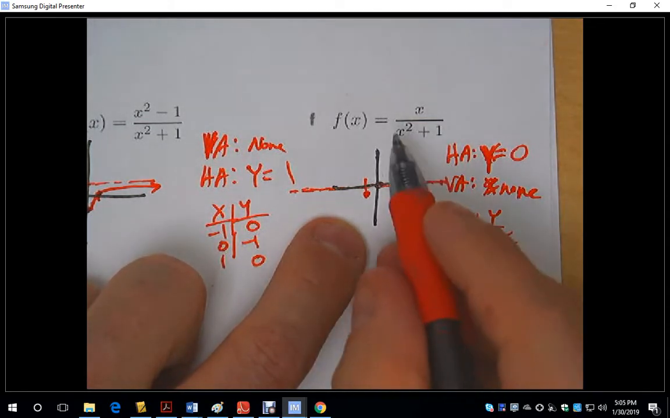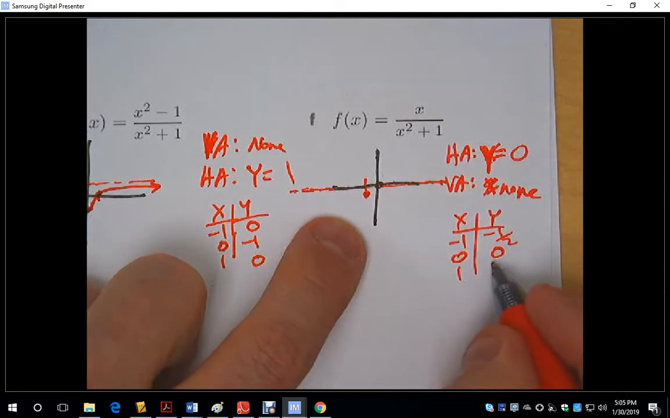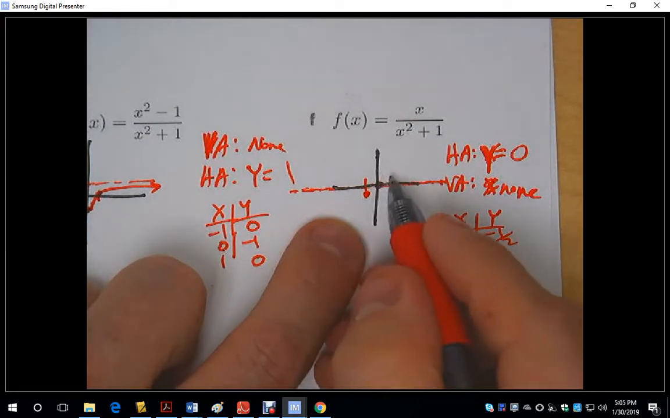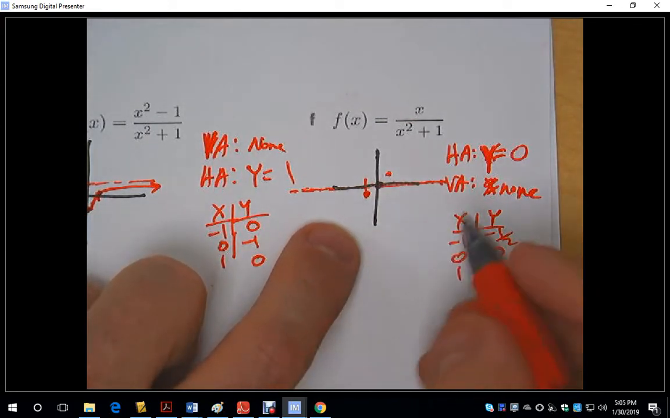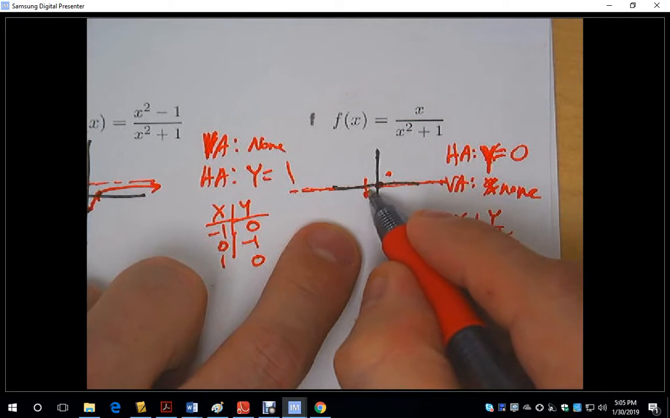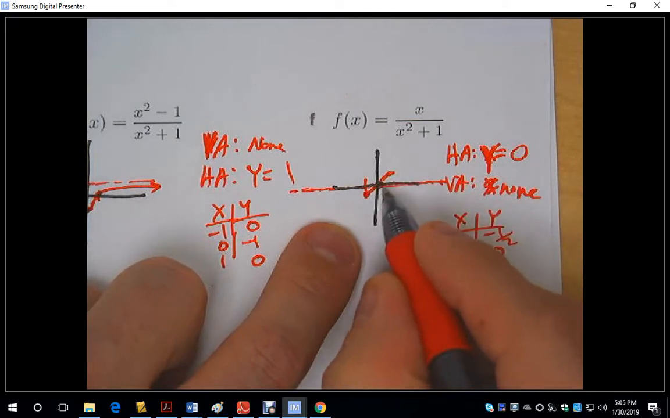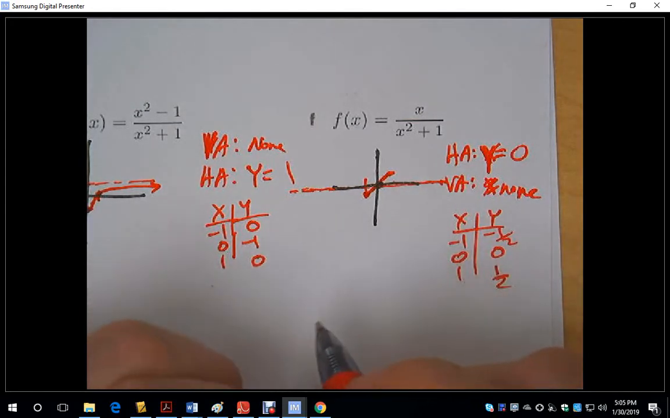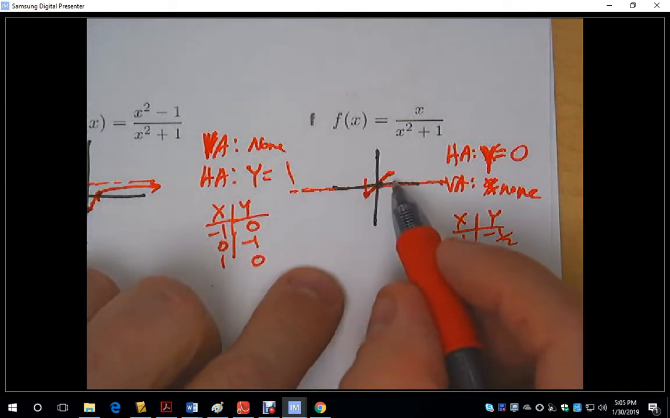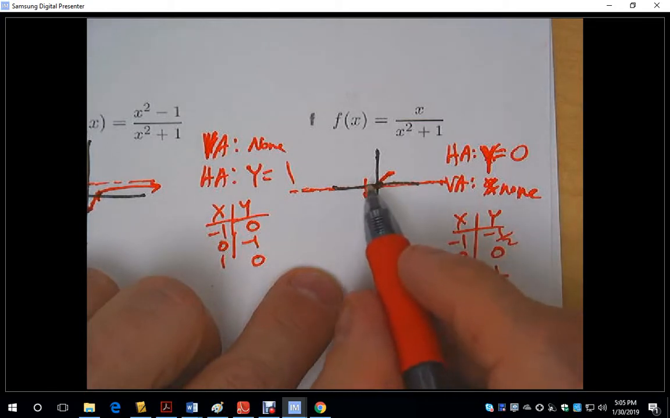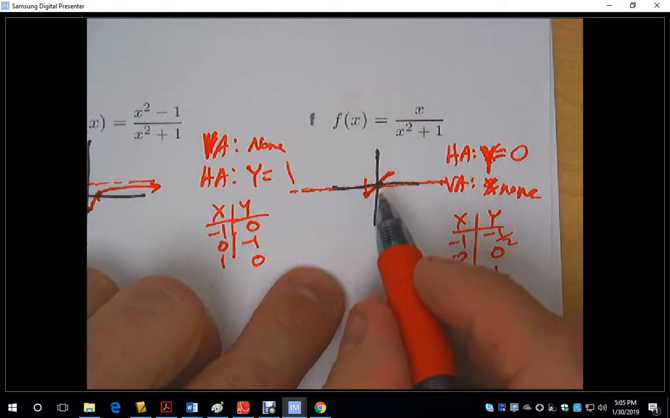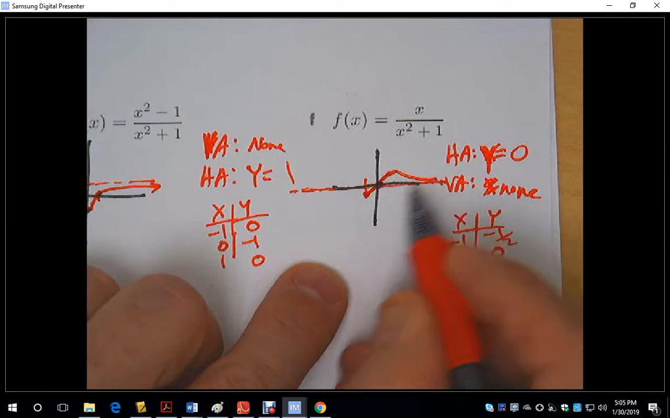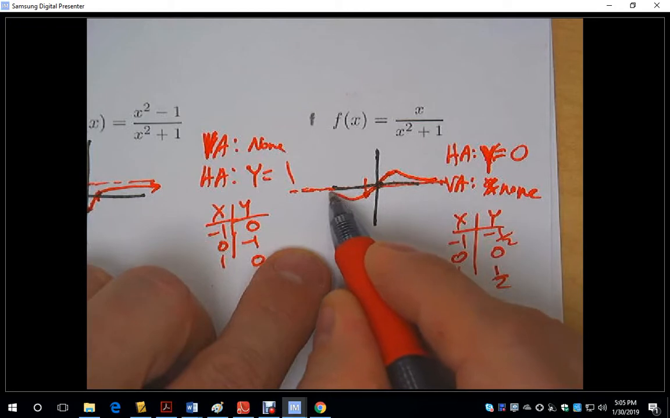And then I'm going to plug in 1. I have 1 in the numerator. And 1 squared, which is 1, plus 1 gives me 2. So I get 1 half. So it looks like I'm crossing over the asymptote, which is fine if it's a horizontal asymptote. You will never cross a vertical asymptote. So I crossed over the horizontal asymptote, but I still need to converge on this asymptote. So I'm going to converge on the asymptote from this direction, and I'm going to converge on the asymptote from the other direction.